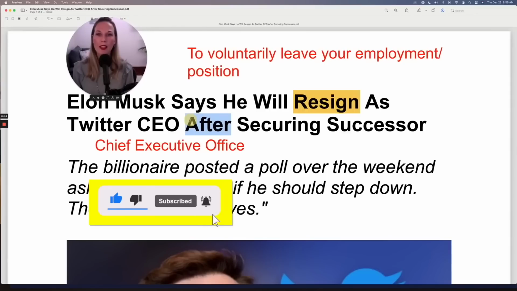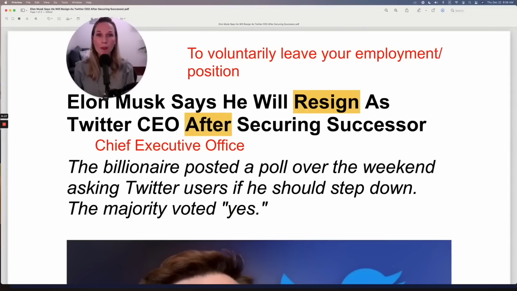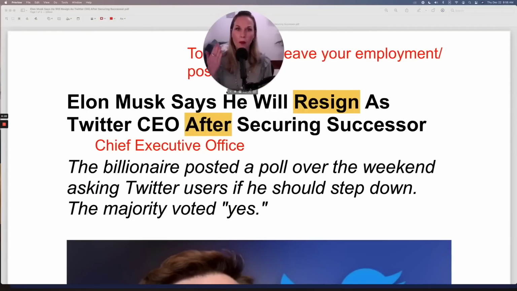Now notice here grammatically, we have the word after, which is a preposition. Now what do you notice right here? We have our gerund verb. Secure, to secure, that's the base verb, to secure. Because I have after, which is a preposition, my verb that follows must be in the gerund form, which is the ing form. To secure in this context is a more formal way of saying find, to find a successor.